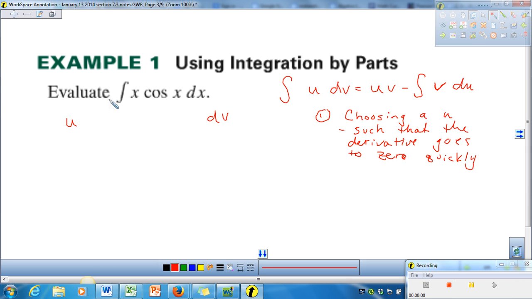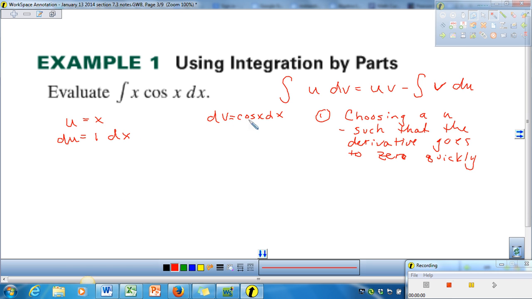So if I'm looking at x and cosine x, and I'm thinking about taking derivatives, which one of those goes to 0 quickly? X does. So our u will be x, and our dv is everything that's left, which is cosine x dx. Okay? So from there, I need du and I need v. Well, how do we get du? We take the derivative. So what is du? It's 1 dx.